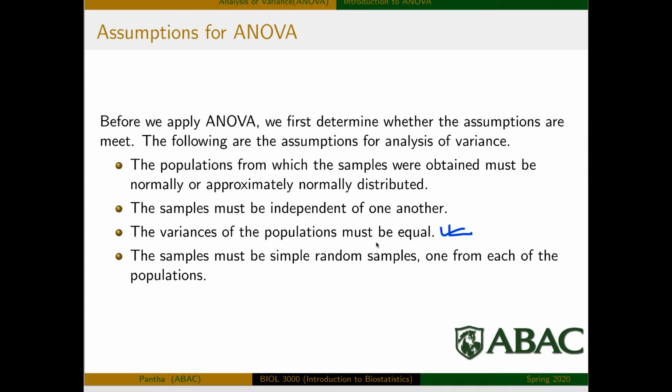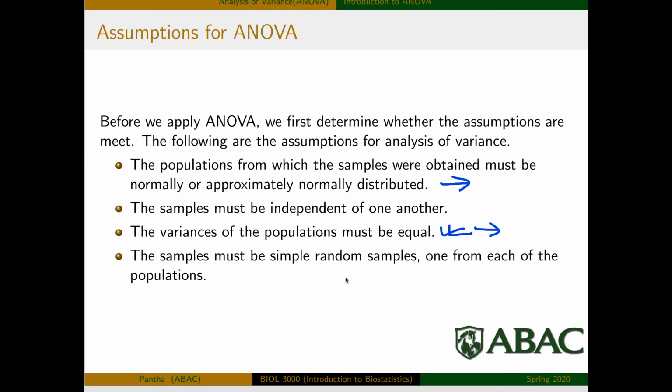But if the population variances are equal or almost equal, then we use the ANOVA. So that's the thing that we use. Basically, when you do the ANOVA in R, you test these assumptions: whether the populations are normally distributed or not, and whether the population variances are equal or not. Okay, these are the two assumptions you test.